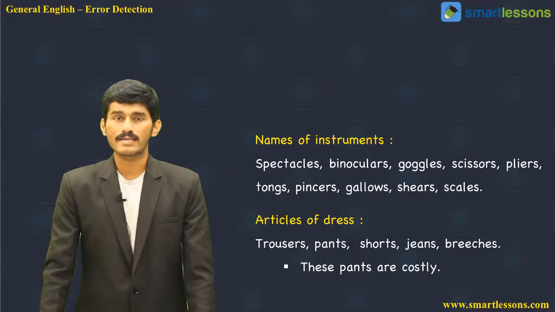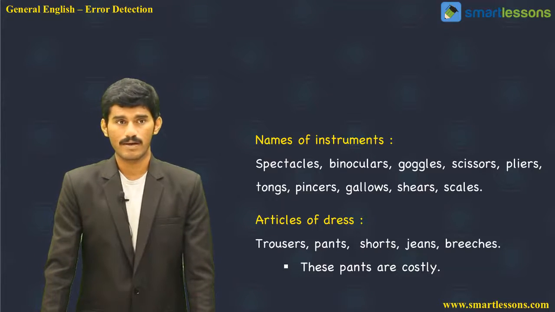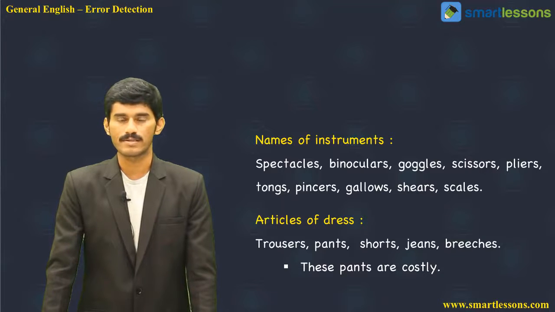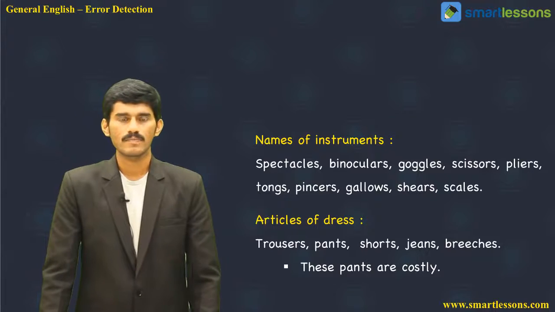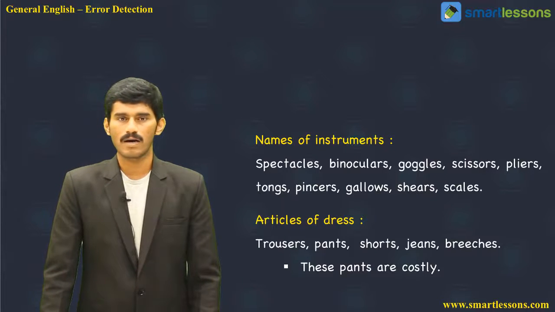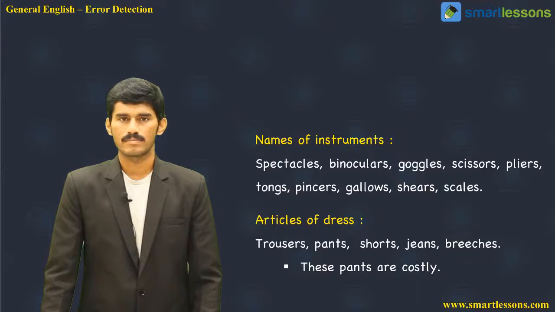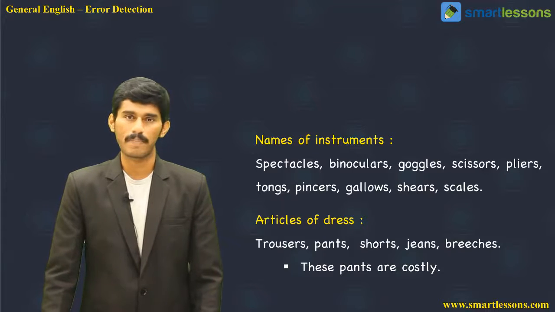So next, articles of dress like trousers, pants, shorts, jeans, breeches. These are articles of dress. So they are also made up of two parts. That's why they are also taken as plural. Like, these pants are costly. These pants, don't say this pants.